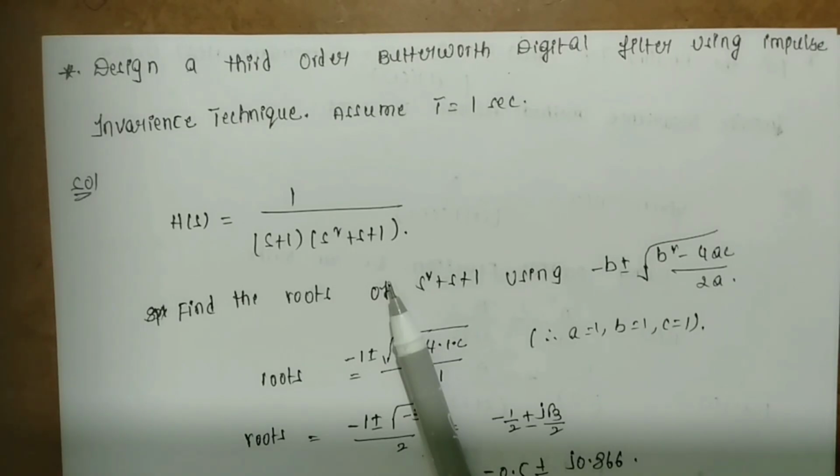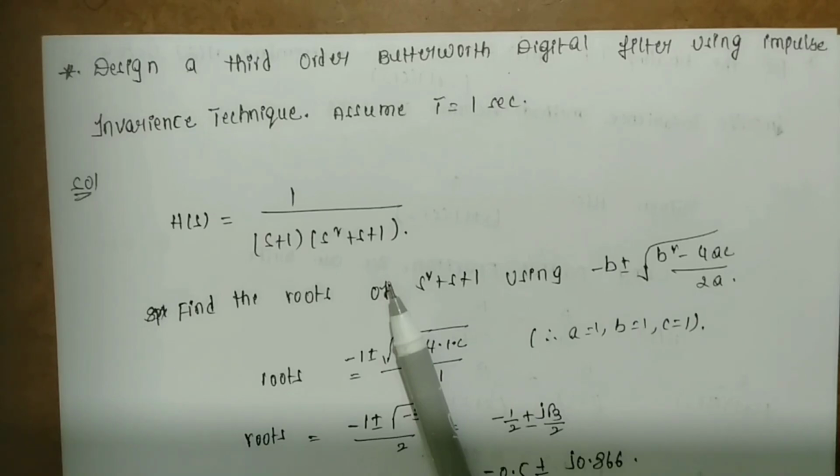Hello all, today in this video lecture I am going to discuss the impulse invariance technique problem. This is the second type of problem which you may encounter in the examinations. Generally in impulse invariance technique problems they give H(s), then we convert H(s) into H(z) using the impulse invariant technique.